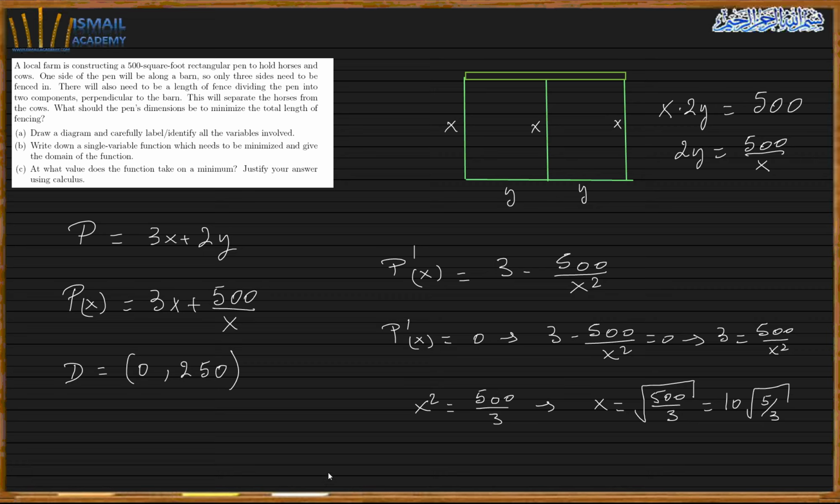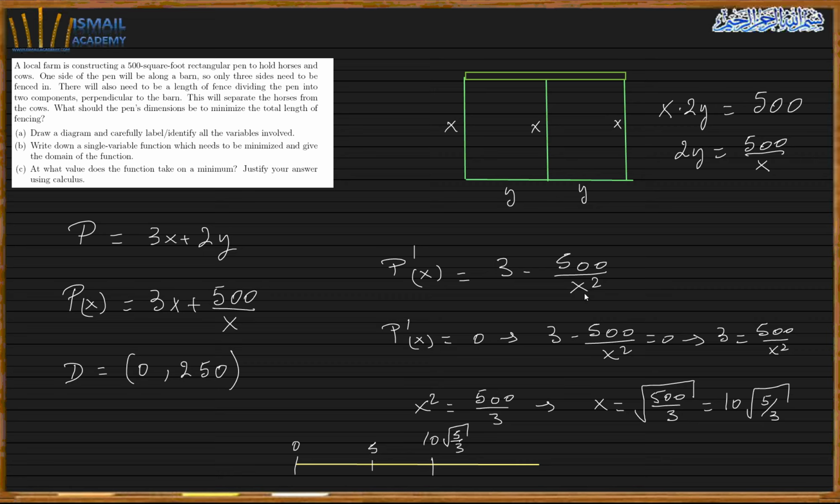Let's do the line of sign. So here is my 0, goes the minimum, and here we have 10 square root of 5 over 3. So if I pick a number less than 10, for example 5, pick 5 and see what you get here.